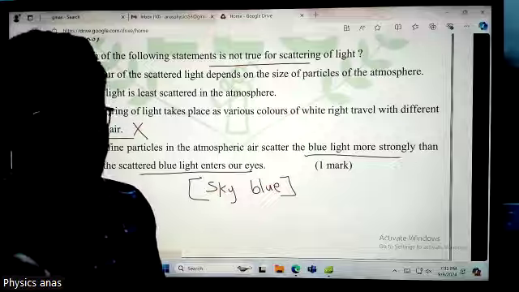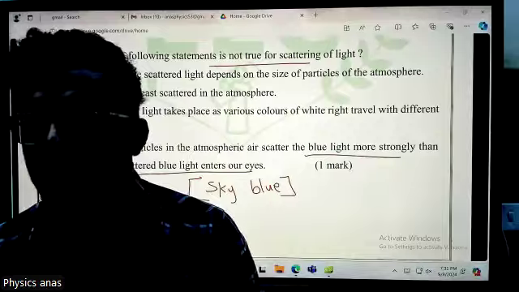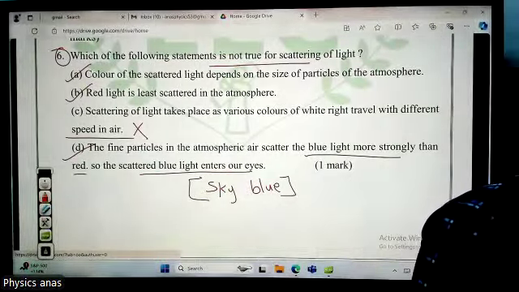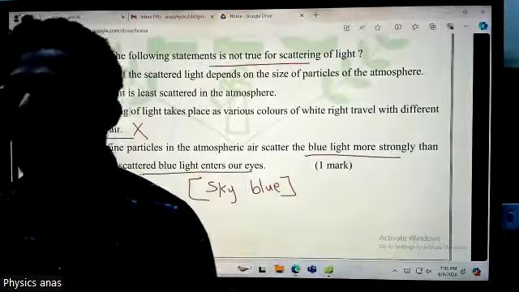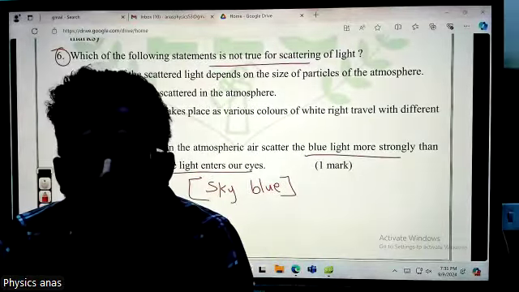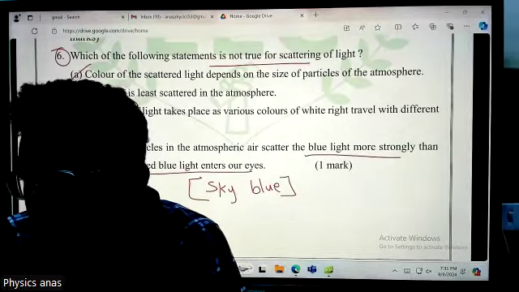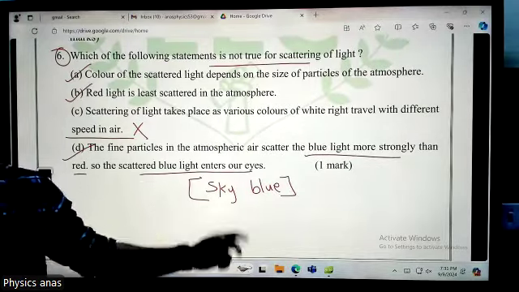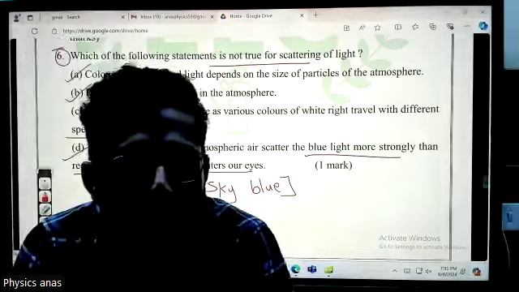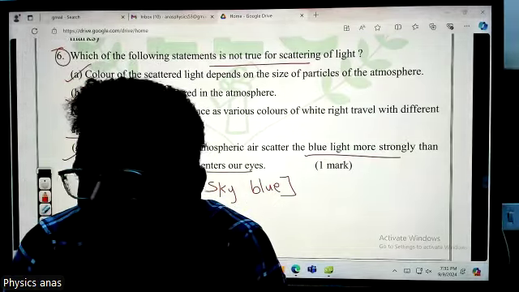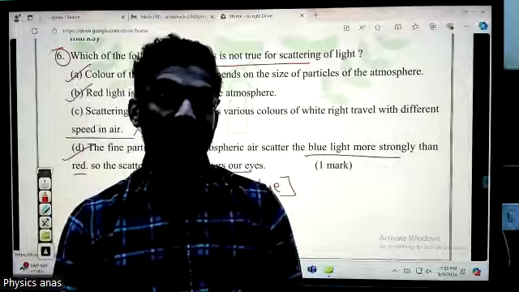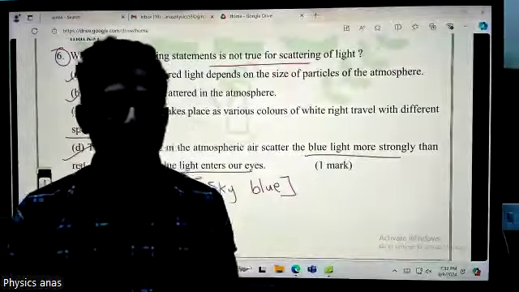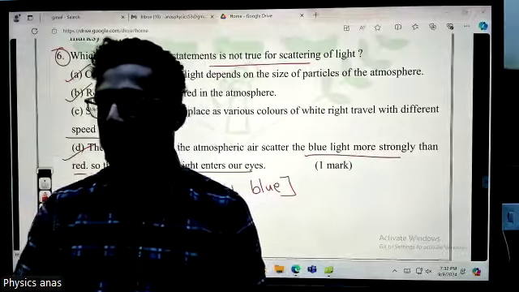Do different colors of white light have different speed in air? Yes. They have different wavelengths. So different colors in air will have different speeds. Then this is right? Then this is true. No, this is not true. When does the speed of light change?